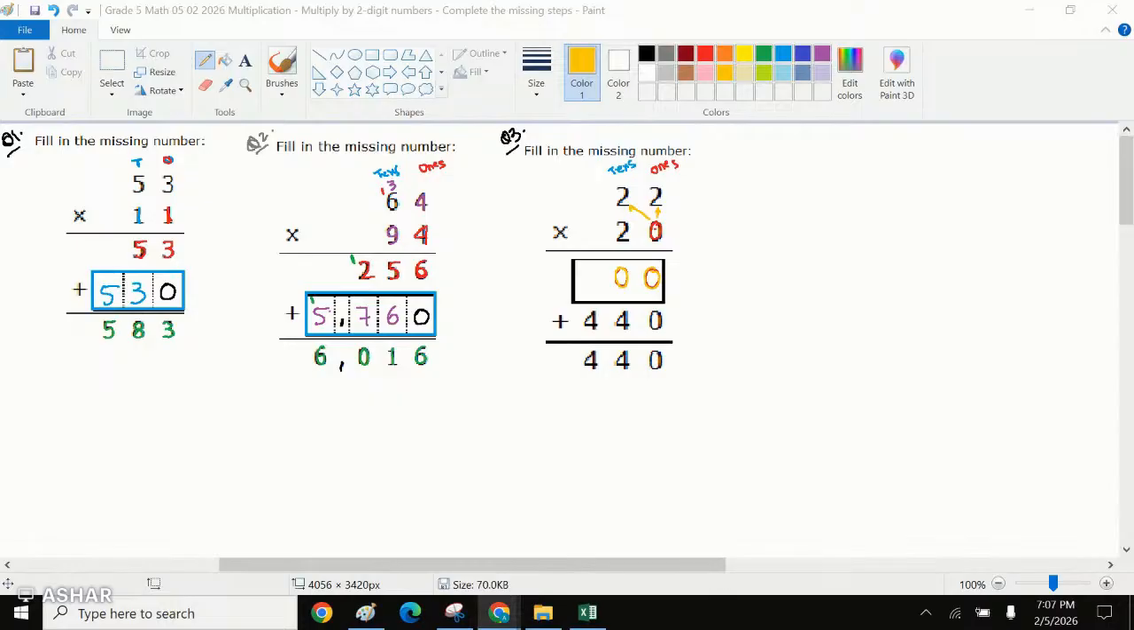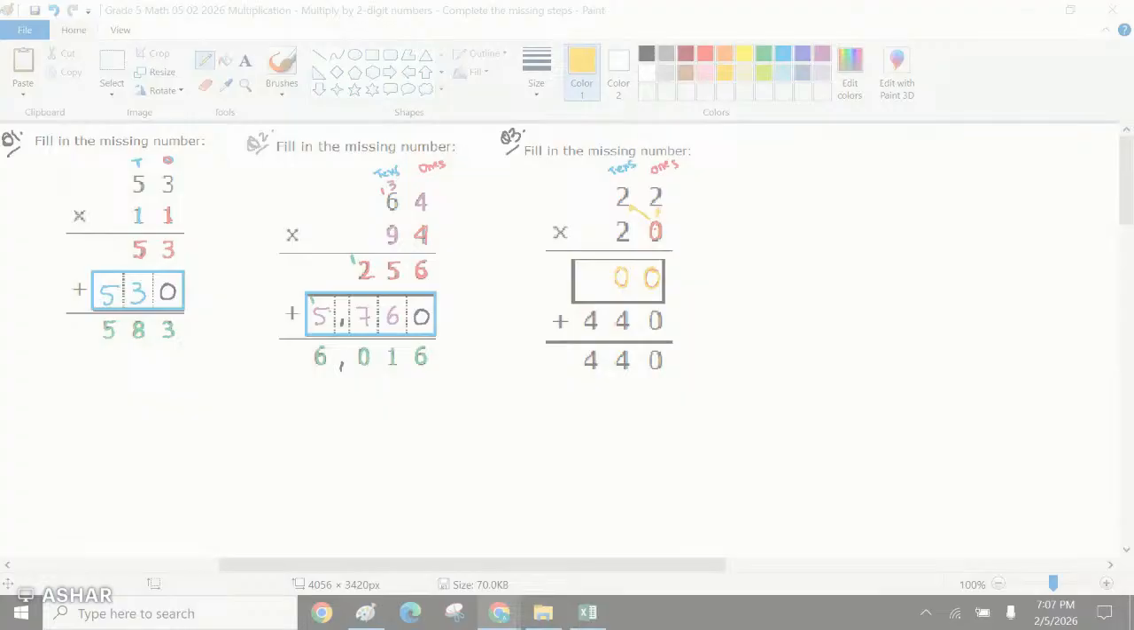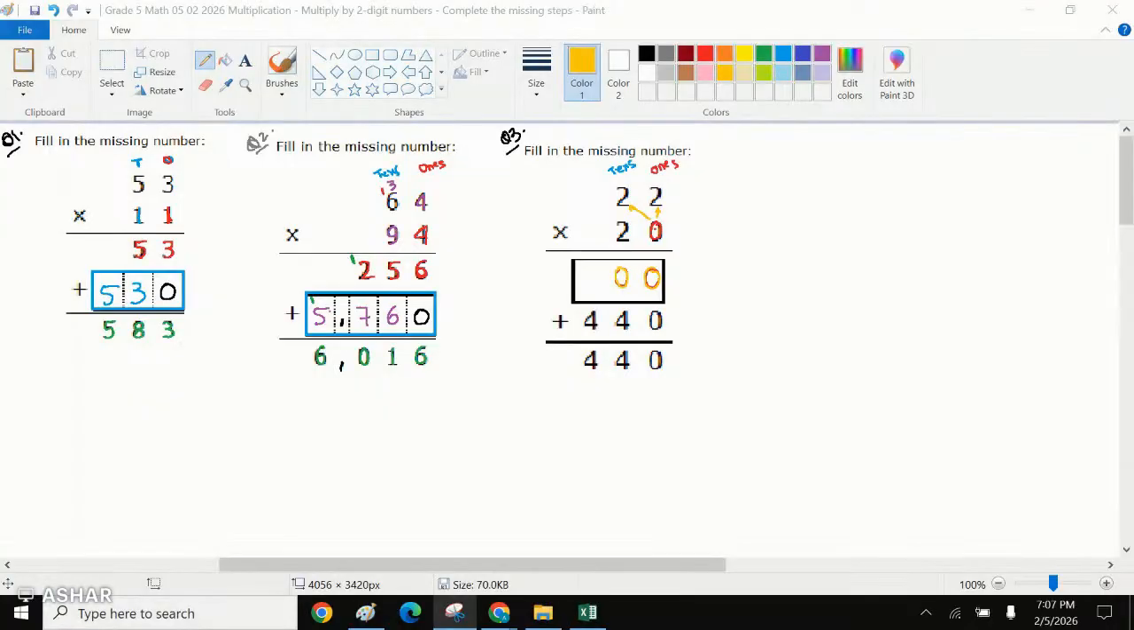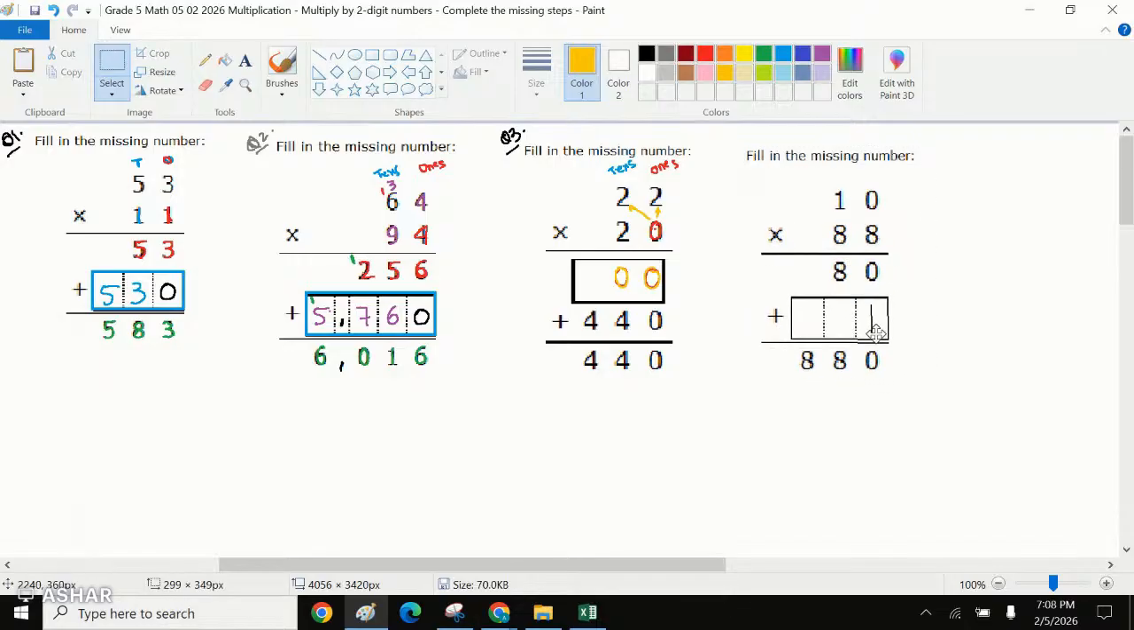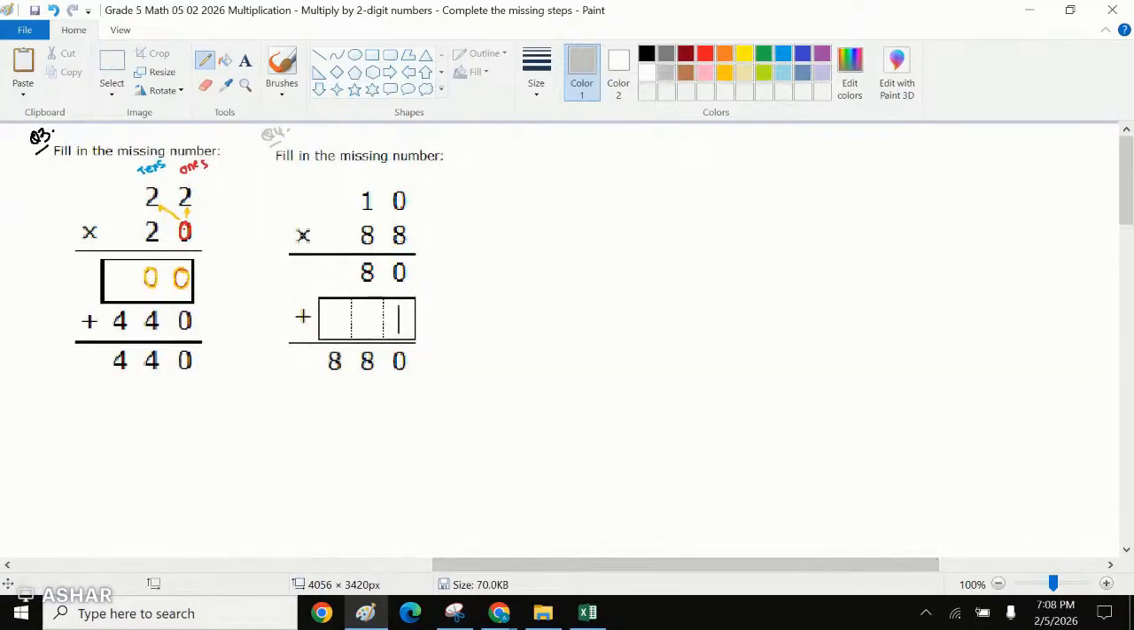So for the next question, let's see. Whenever we are multiplying 2-digit numbers, we do not have a fixed rule which number should come at the top. Either of the numbers, like in this case, in question number 4, we can see that the numbers given to us are 10 and 88. So we could have written 88 and 10, right?